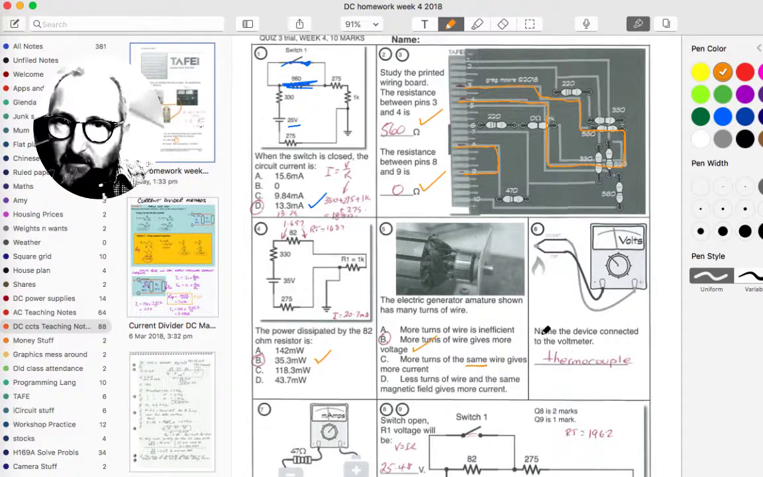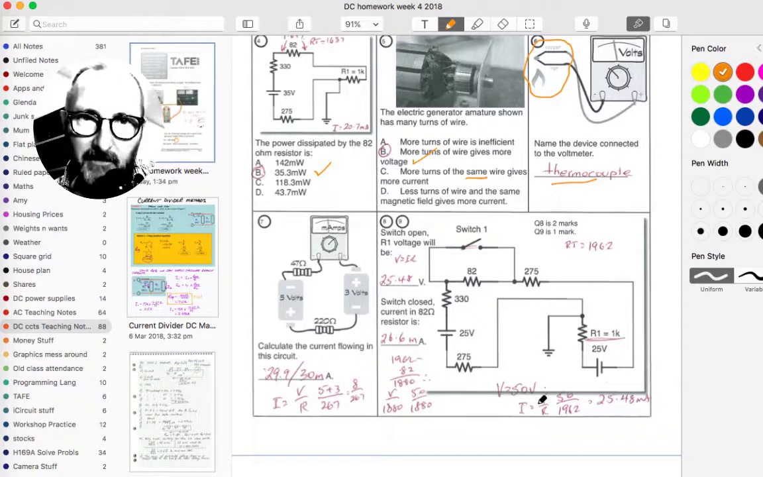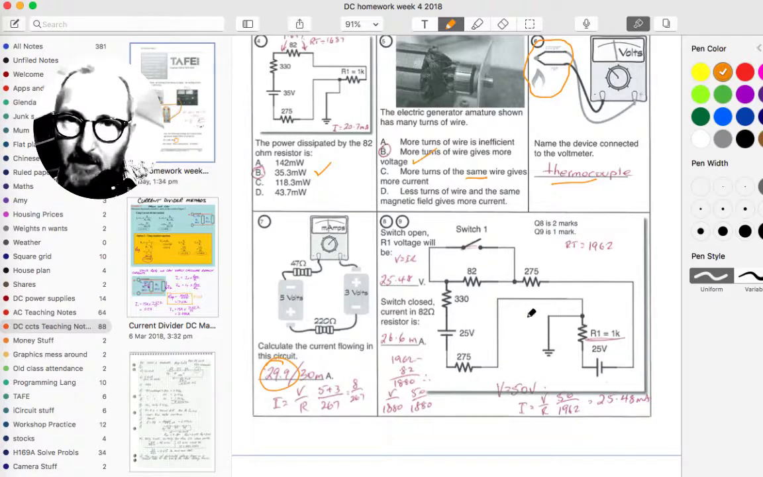Question 6. I went out of my way to draw this with copper and iron, and put a bit of a flame underneath it. That is a thermocouple. Question 7. We've got two batteries which are aiding each other in this circuit. Negative is connected to positive. So we had to add the two resistors together, 267 ohms, 8 volts. There's the maths to give close enough to 30 milliamps, 29.9 milliamps.